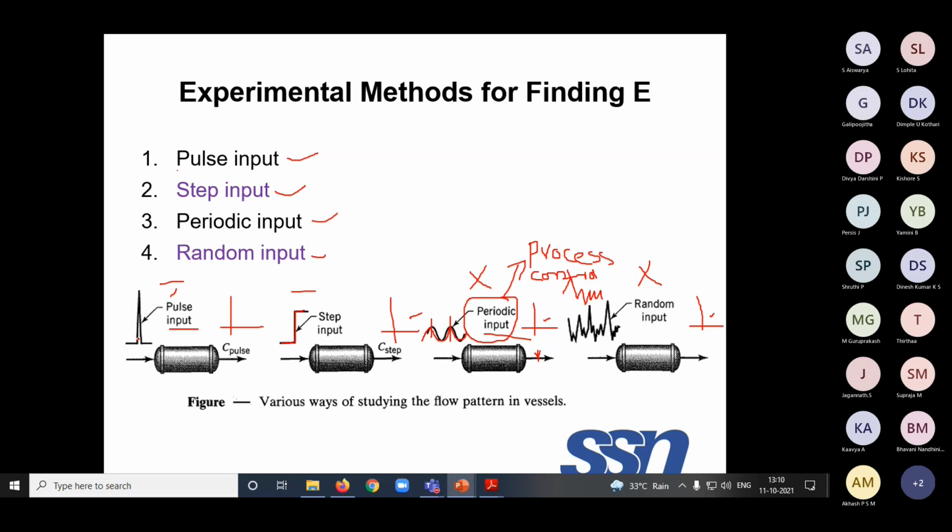If you are immediately closing, then a pulse becomes an impulse. Pulse input becomes impulse. And if you are giving some time, then we call it a pulse input. Though we are calling it a pulse, it is an impulse also.